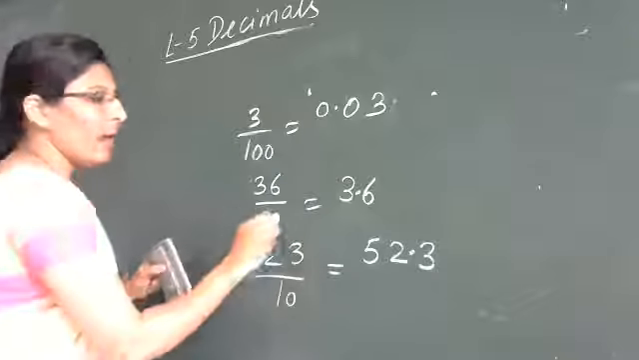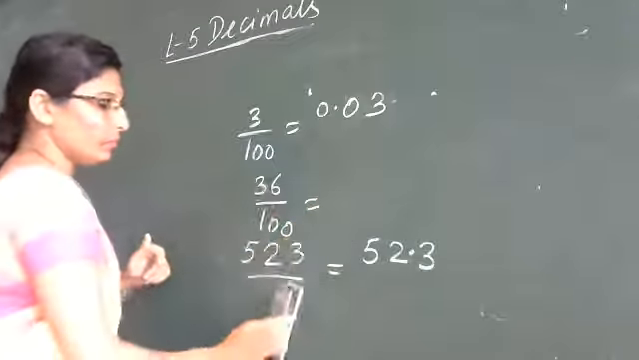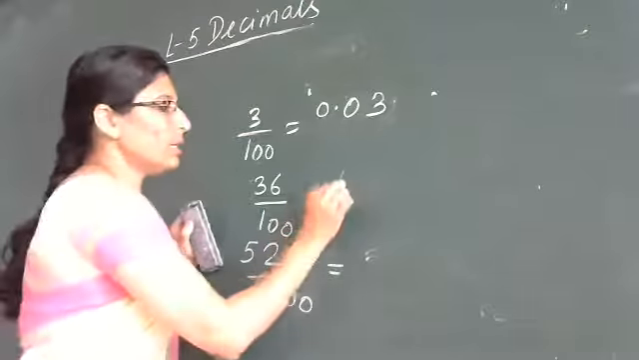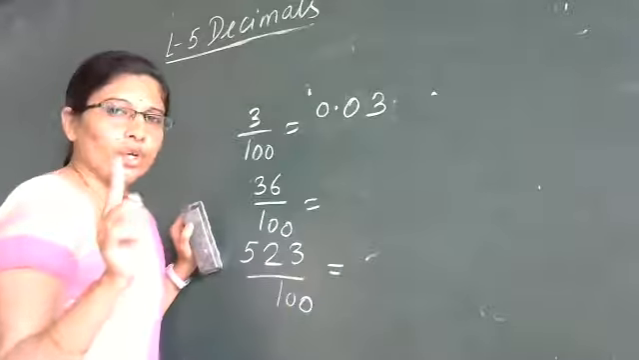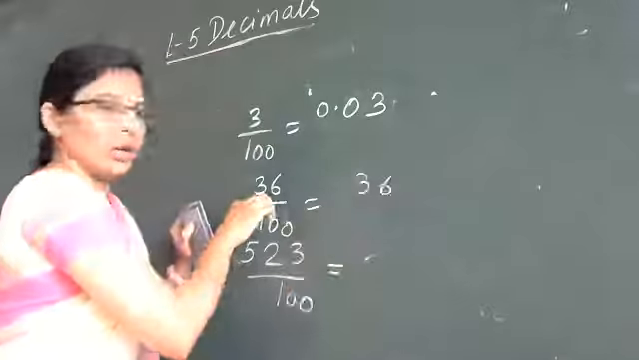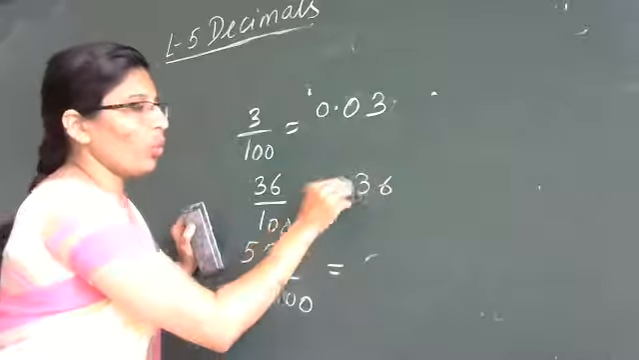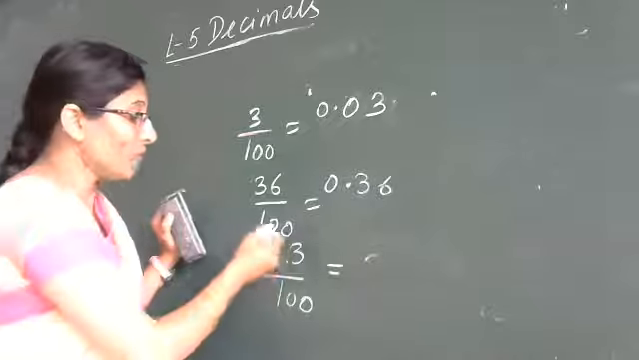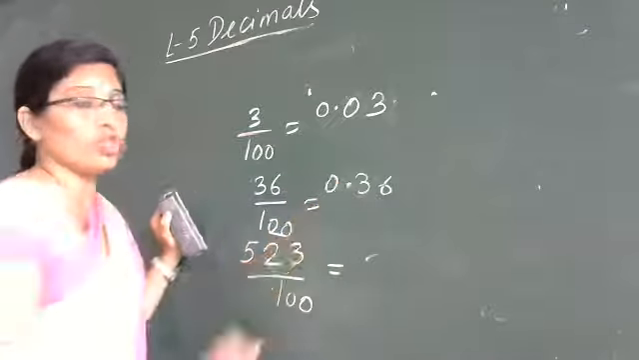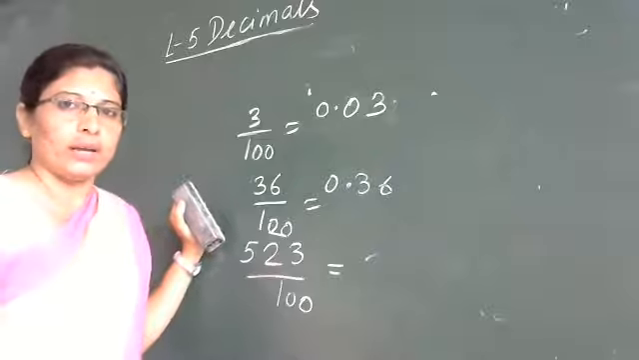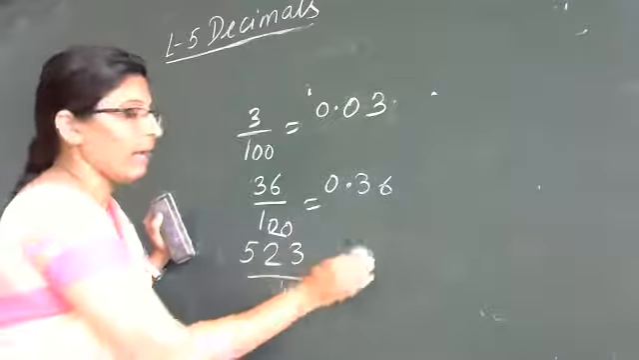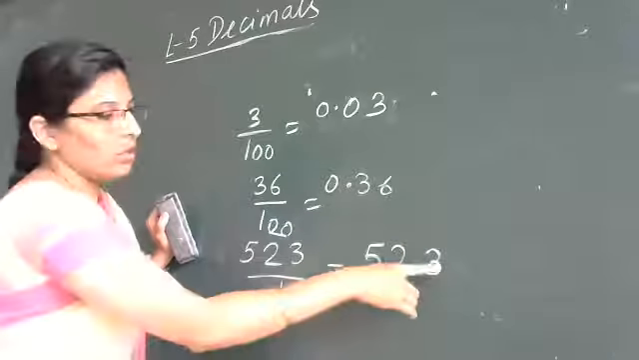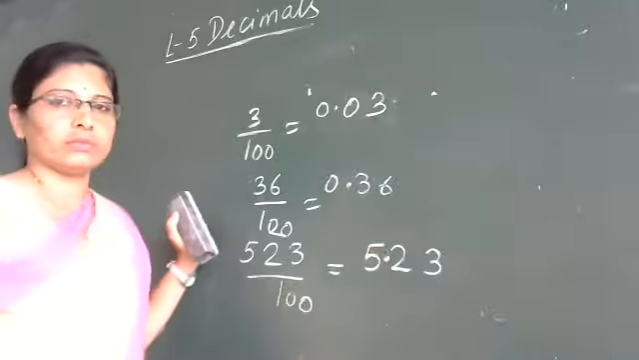Now if same example, 100 is there: first, write 36. 2 zeros are there, so 1, 2, put the point. So 0.36. After 2 zeros means after the point 2 digits should be there. Okay. Now, if same example we take 583, 2 zeros, 1, 2, put a point.